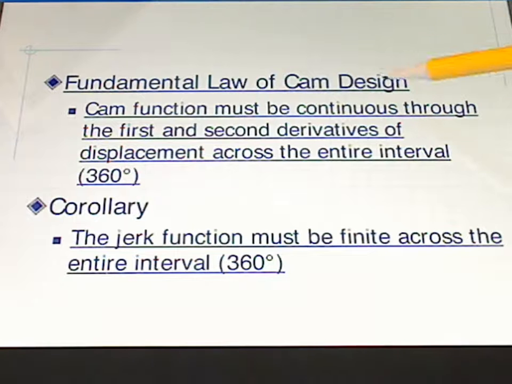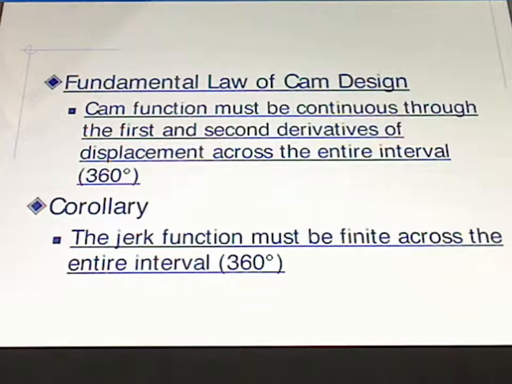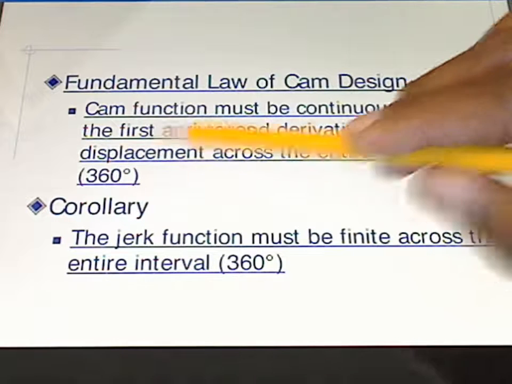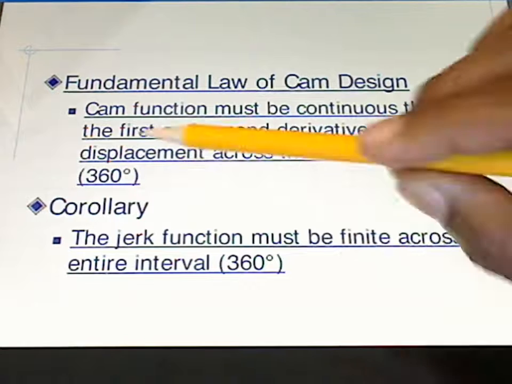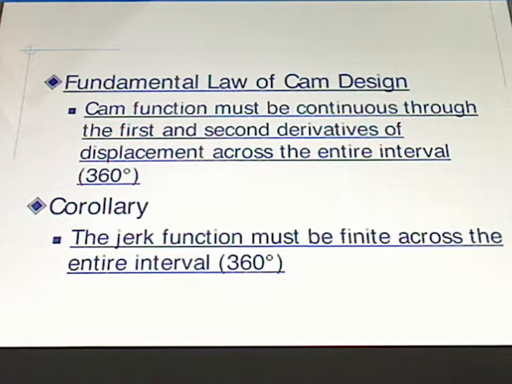So turning our attention back to the fundamental law, when we talk about the first and the second derivative, what we're talking about there is the velocity and the acceleration, because the velocity is going to be our first derivative and the acceleration is going to be our second derivative. Both of those results must be continuous if our CAM design is going to be adequate. Otherwise, we're going to end up with discontinuities and infinite jerk, which is our corollary.